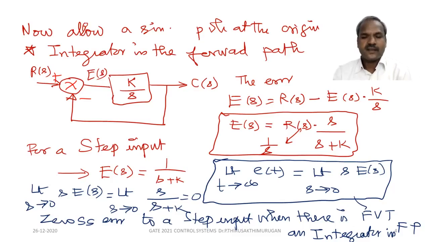So what is the final value theorem? E of t as t tends to infinity equals limit s tends to 0 of s into E of S. So if you apply it here, you will get s by s plus k. If you substitute s tends to 0, you get the steady state error to a step input when there is an integrator in the forward path.